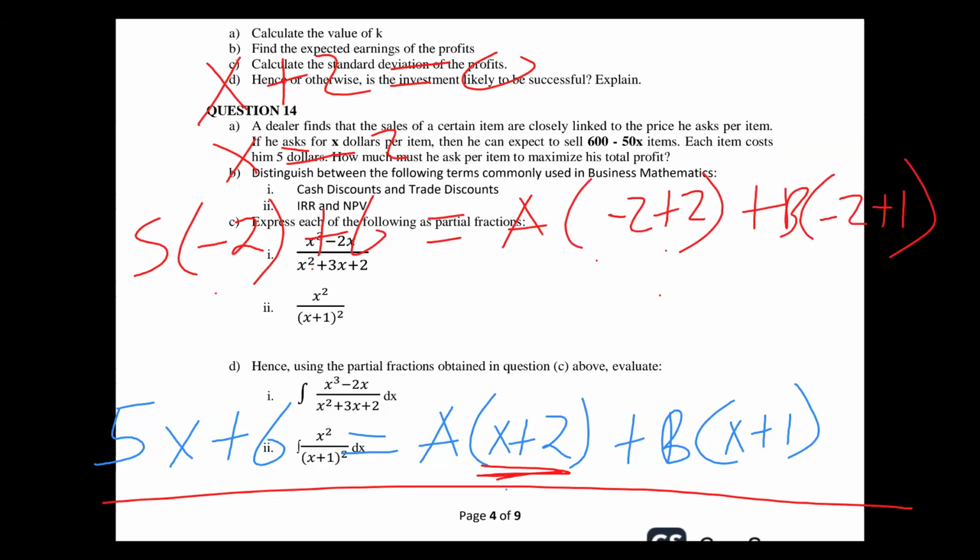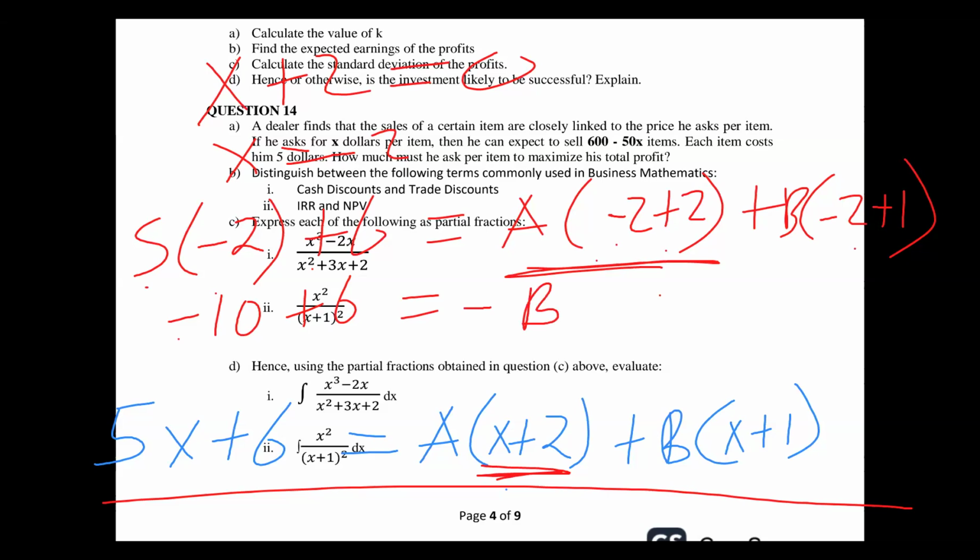So we can easily solve the function, yeah? 5 times -2 should give us -10 plus 6. That should be equal to, this will give us 0, because -2 plus 2 is 0, times A is basically 0. And then you have B times -2 plus 1, which is basically -1. -1 times B will give us -B.